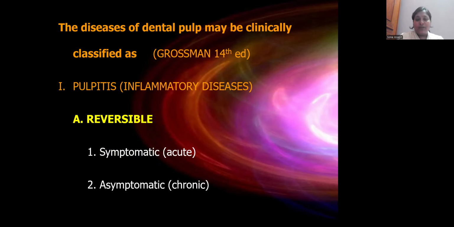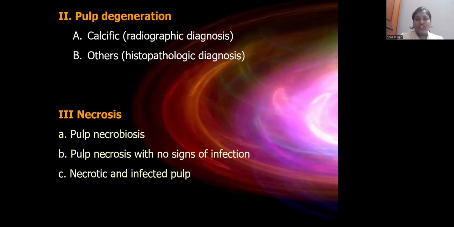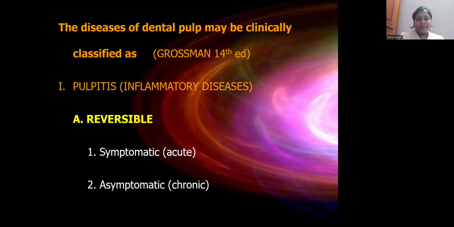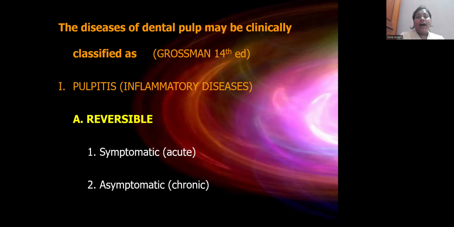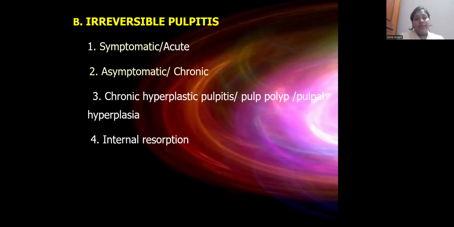into either inflammatory or degenerative or necrosis. In the inflammatory diseases, it can be divided under reversible and irreversible. Under reversible, it can be symptomatic or asymptomatic. And irreversible, apart from the symptomatic and asymptomatic, there are two more conditions called chronic hyperplastic pulpitis, otherwise called pulp polyp or pulp hyperplasia, and internal resorption.